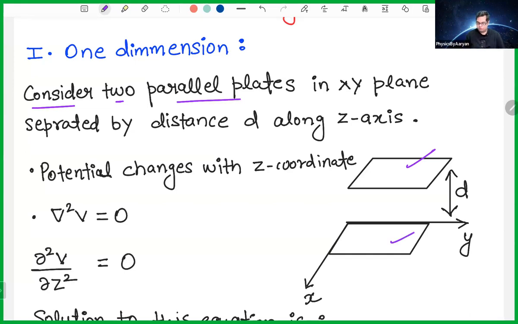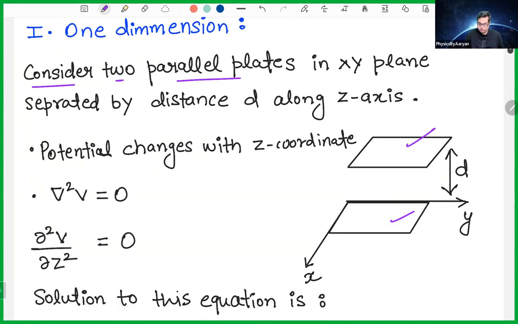They are in XY plane. So you see this is your X and this is your Y. Both of them are in XY plane, parallel to each other, but the planes are XY plane. And they are separated by the distance D. So the distance between these 2 plates is actually D. And this is a Z axis. So the perpendicular axis is the Z.